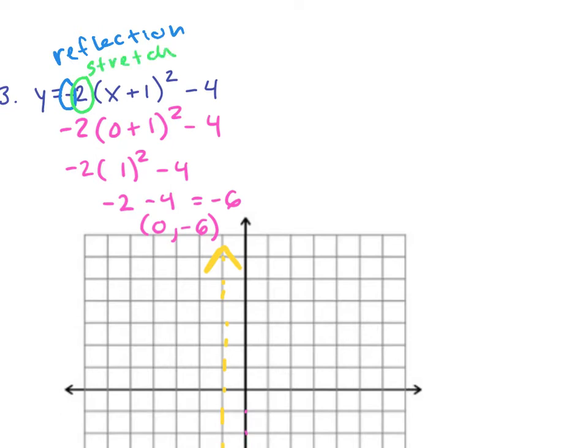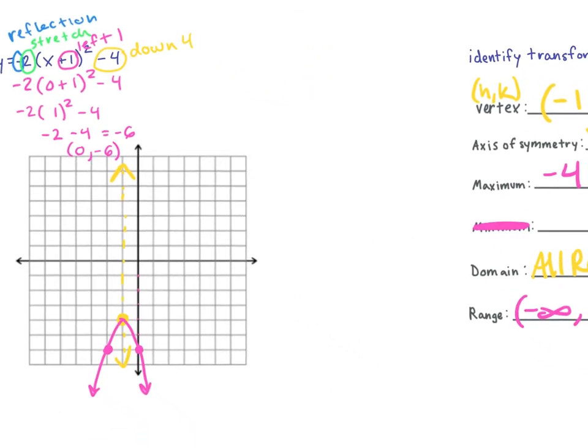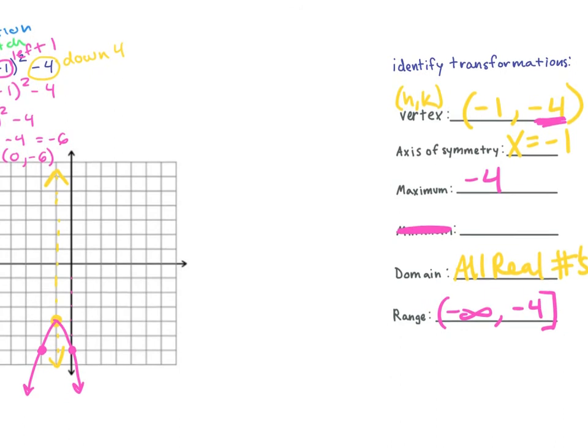And next we have a +1, so +1 on the inside. What does that tell us? Left 1. And then -4 on the outside. Down 4. So we have 4 transformations here. Any questions on this one? Ready for the next?